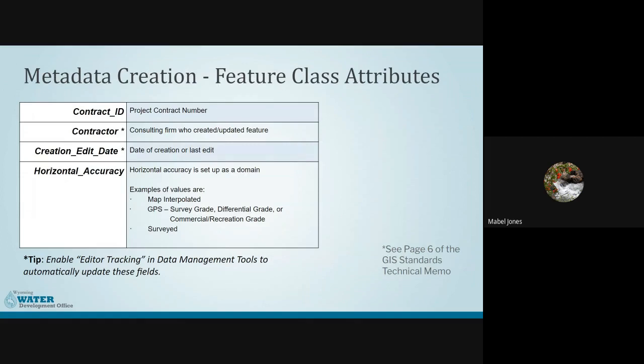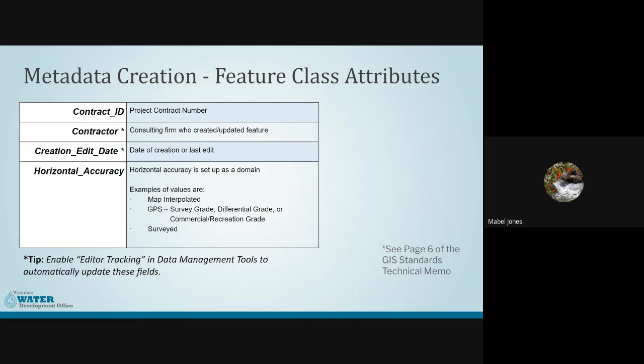So in addition to metadata for the feature classes and tables, we also need metadata for individual features or records. That usually includes 4 fields, but sometimes horizontal accuracy is not required. When these fields are present, they are not optional and do need to be populated. You saw earlier from Mabel in the presentation where to find the contract ID number. Contractor is intended to be the firm who creates and or edits the features, whether prime or a subcontractor.